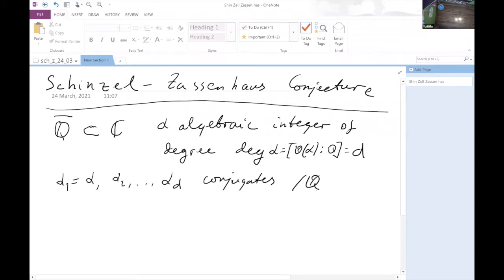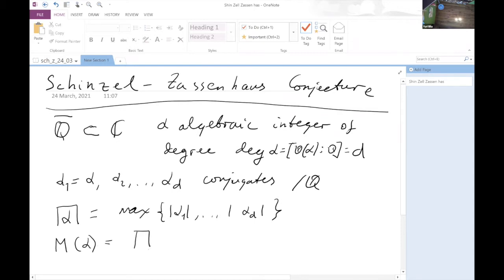And then we have two quantities that somehow measure the complexity of our alpha. One quantity is called the house function. The house of alpha is just the maximum of absolute values. They are all complex numbers, so we can just take the maximum of their absolute values. The other quantity is called Mahler's measure, perhaps more famous. And this is the following guy. It is the product of absolute values of those who have absolute values bigger than 1.